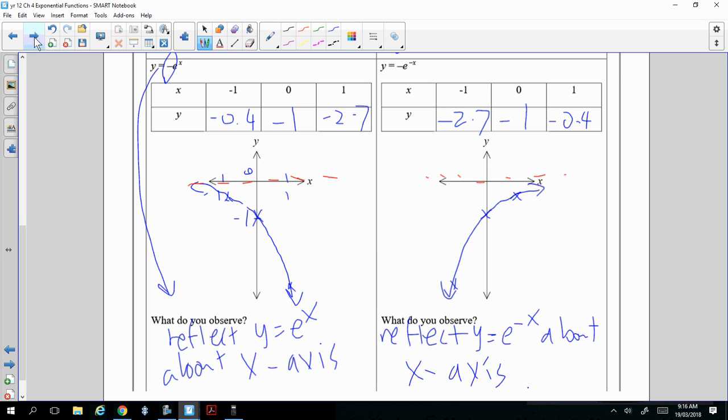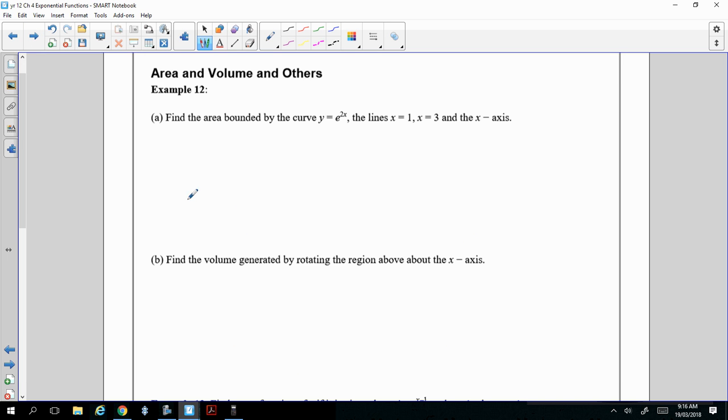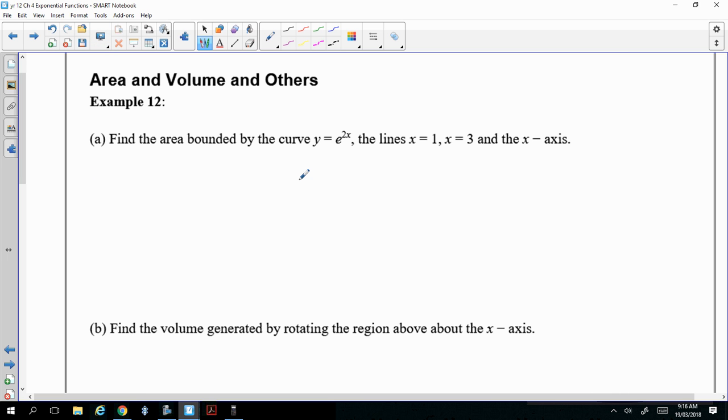Alright, we'll do area and volume, then that's finished. Alright, let's do the first question. Find the area bounded by the curve, lines, x-axis. So you draw the graph. So we know it looks like this.